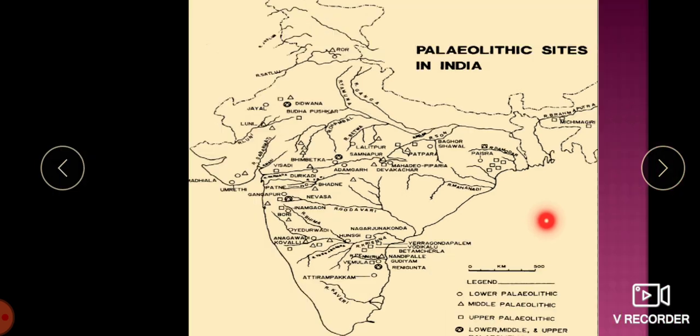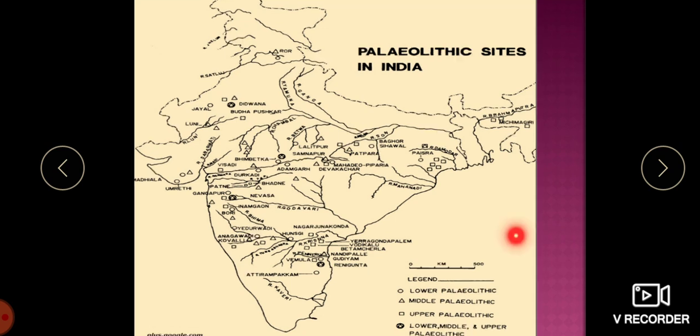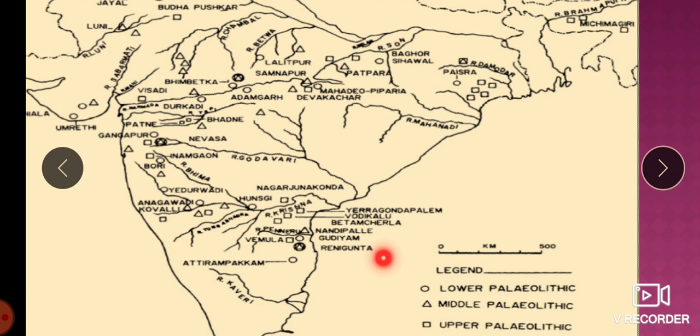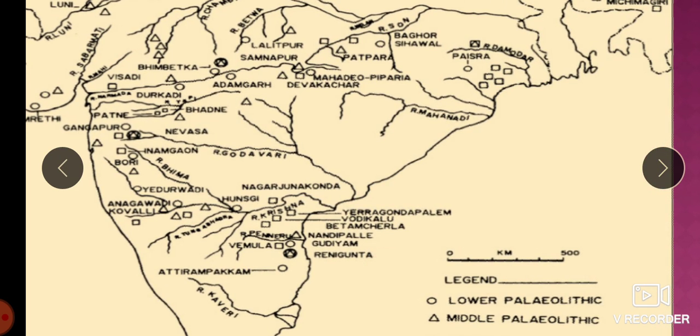You can see in this map. So, the round color shows where we had the Lower Paleolithic sites in our India, and Karnool and Amaravati in Andhra Pradesh. Then in Tamil Nadu, we have the Attirampakkam, where the people lived. So, the period between 5 lakh years to 12,000 years ago is recognized as the Paleolithic Age.